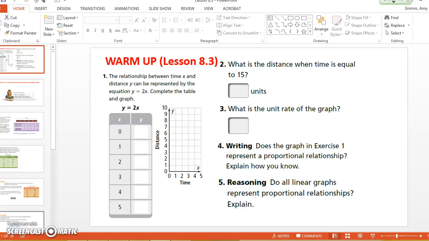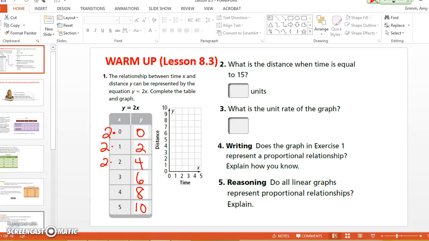So you would take x times 2, 0 times 2, which is 0. 1 times 2, which is 2. 2 times 2, which is 4. 3 times 2, which is 6. And so on. And that would all simplify down to 2, because 2 over 1 is 2. Okay, so good. We got our table filled out here.